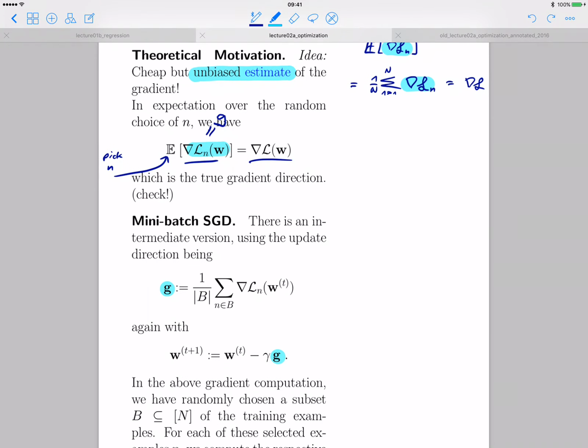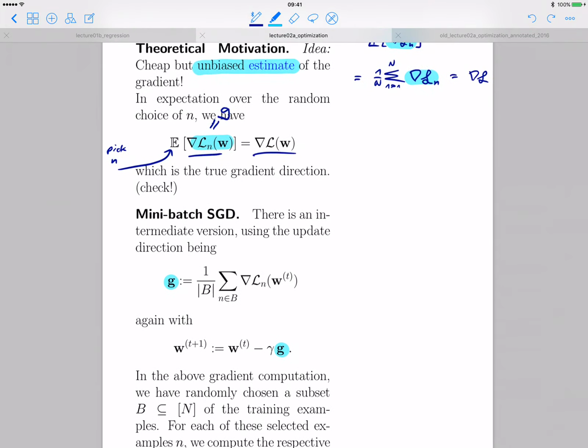Okay, here's a variant. So far we said we only pick one data point, that means one of the Ln functions. But what we're going to do now is we want to interpolate a bit between stochastic gradient, which picks only one point, and the classical gradient we've seen before, where we use the full gradient of the full objective L. Is there something in between? And yes, there is, and that's called a mini-batch stochastic gradient.